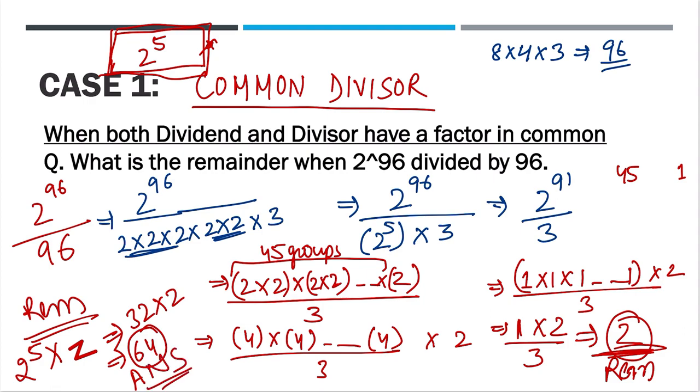In case of common divisor concept, always multiply it back with the common divisor you have used in the start. What was the common divisor? 2 raised to power 5 we have used in the start. Multiply that with the final 2, and that is how you will get the answer. If you are confused in this concept, there is a PYQ on this in this sheet only. When we will do that, this concept will be more clear.